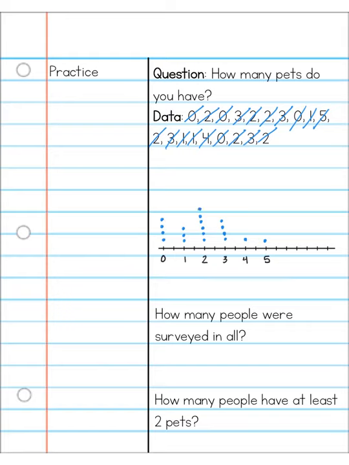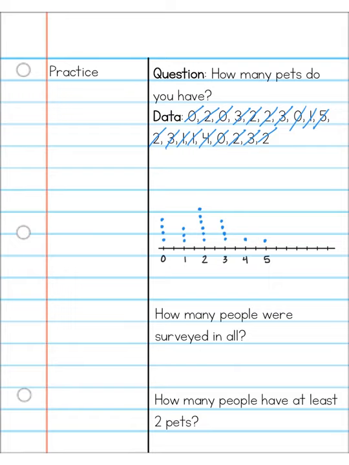And this is what your line plot should look like. The next question says, how many people were surveyed in all? This question is asking me how many people were surveyed or how many people did I get an answer from. And I can either count the data points or I can count the dots.